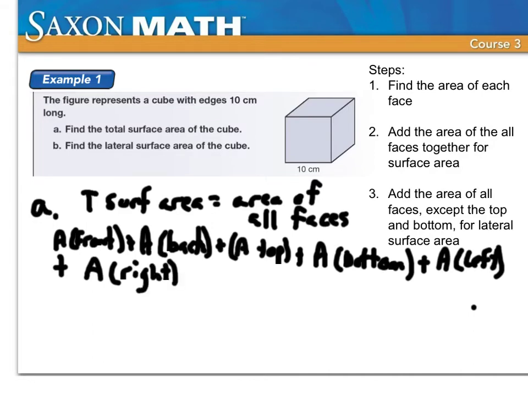Well, the thing about a cube is all the edges, all these little lines, are the same. So we know that this is a 10 by 10, and this side is 10, and this side is 10, and this side is 10, and every single side of my cube is 10.